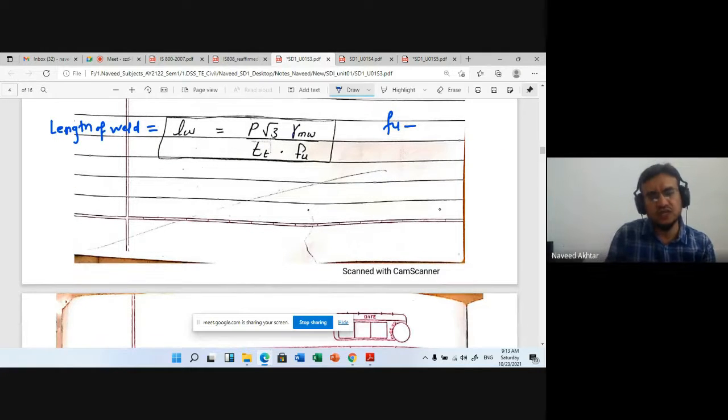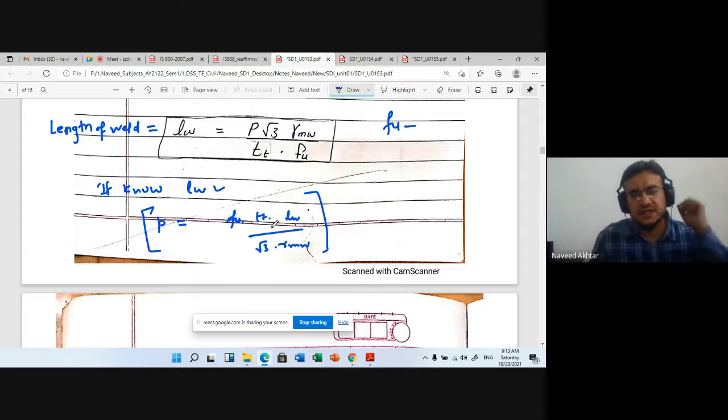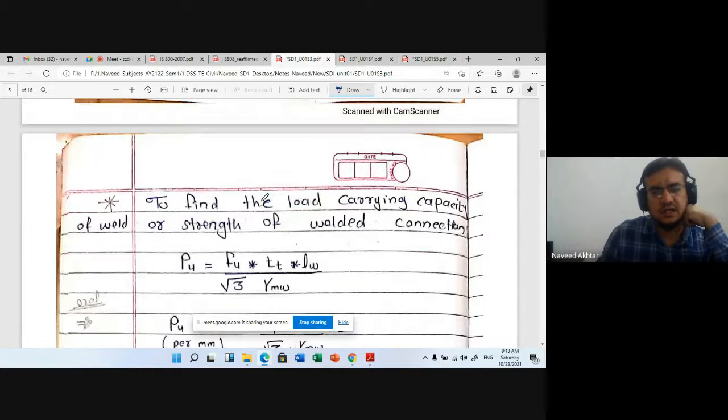Or if you know the length of weld, if you know LW, then P you can easily find out. P is equal to FU into PT into LW divided by root 3 into gamma MW. So you can easily find out the value of the load. Okay, so that you can easily note down.